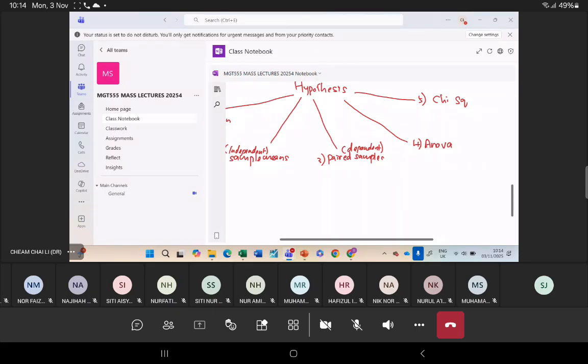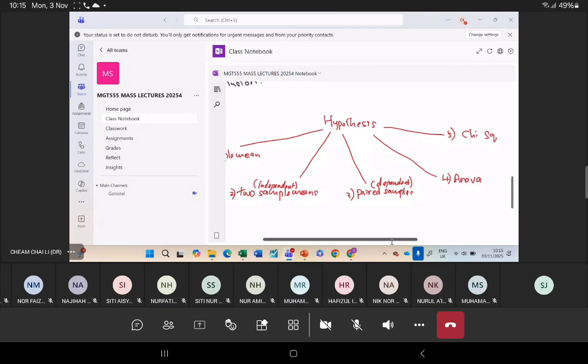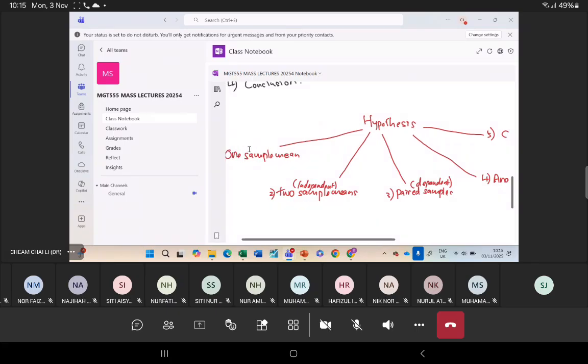Yeah, so kita boleh guna either one sample, two sample mean, per sample atau... But if you want to compare two categorical variables, whether they are related or not, you can use the chi-square. Yeah. So untuk chapter ini kita ada 5 hypotheses, and we have done the first one, and then today we'll look at the second one.